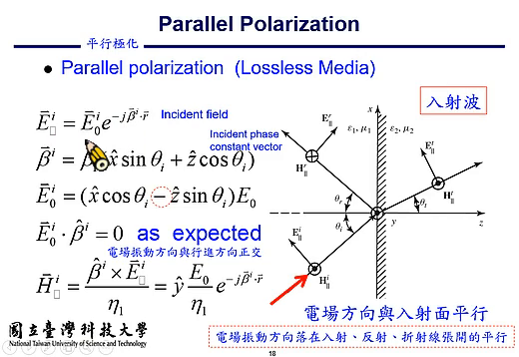Alright, so here is the E field representation of the incident wave of parallel polarization. So again, it's the product of E sub 0 I, the incidence magnitude, and the phase function exponential minus j beta I dot r, the dot product of the phase constant vector and the position vector, right?